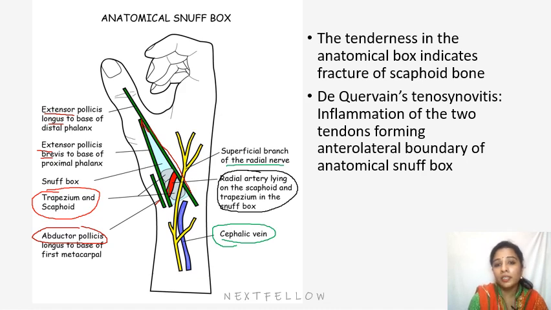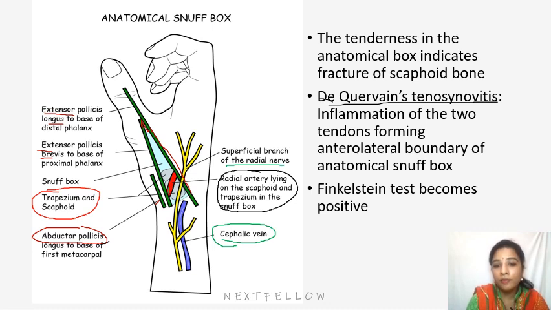And one more important condition is De Quervain's tenosynovitis. It is an inflammatory condition of the two radial border tendons, abductor pollicis longus and extensor pollicis brevis. These two tendons get inflamed, resulting in tenosynovitis. This is tested by a sign called the Finkelstein test, which becomes positive if there is De Quervain's tenosynovitis.